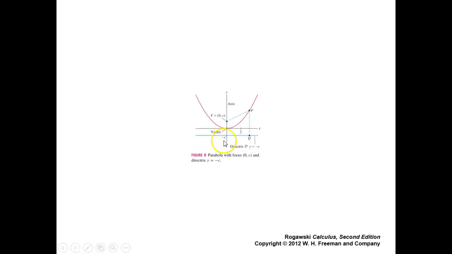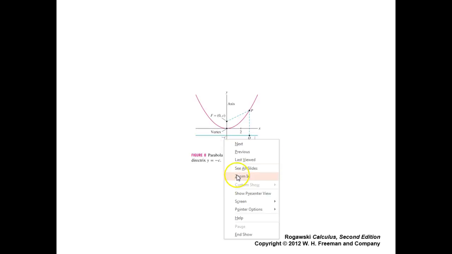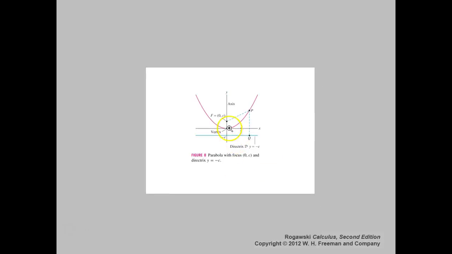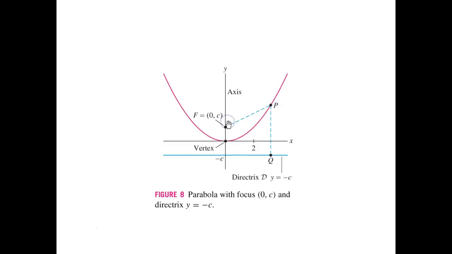Here's the figure that went with that last formula. The PF, the distance from a focus, is equal to the distance from some line. Okay?